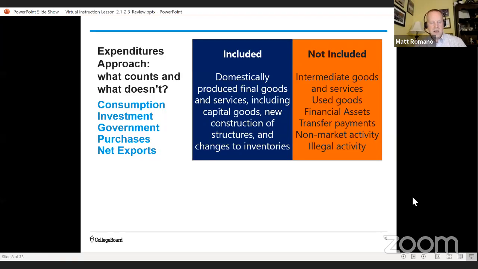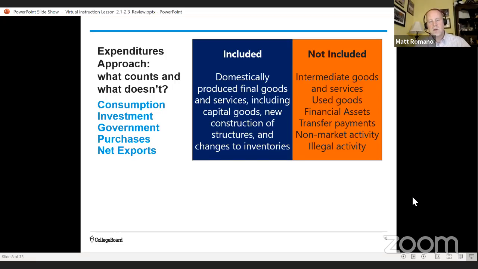Your definition, there are a lot of definitions, but another way to rephrase the definition is to say that it's measuring domestically produced final goods and services. Final means they're being purchased by the final consumer of the good. They're not being purchased in order to put onto some other good and sell to you. So domestically produced final goods and services, including capital goods, new construction structures, and changes to inventory, like we just said, additions to inventory.